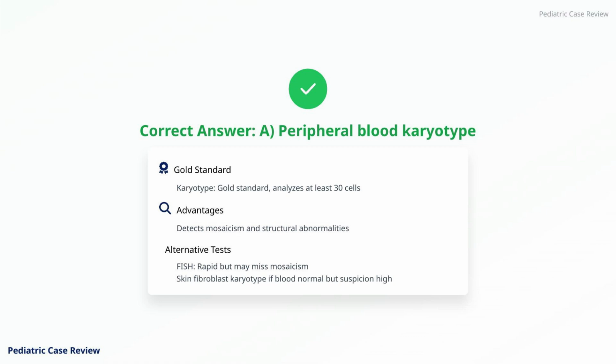This detects mosaicism and structural abnormalities. While fluorescence in situ hybridization provides rapid results, it may miss mosaicism. If blood karyotype is normal but suspicion remains high, consider skin fibroblast karyotype for occult mosaicism.